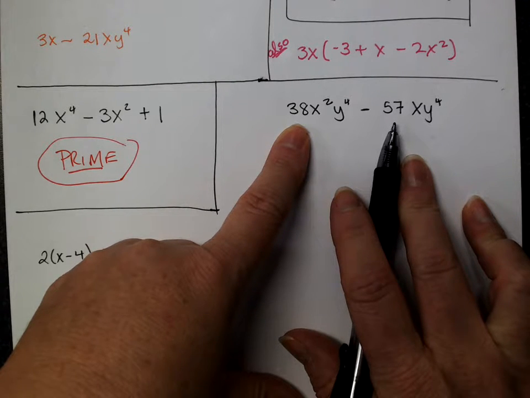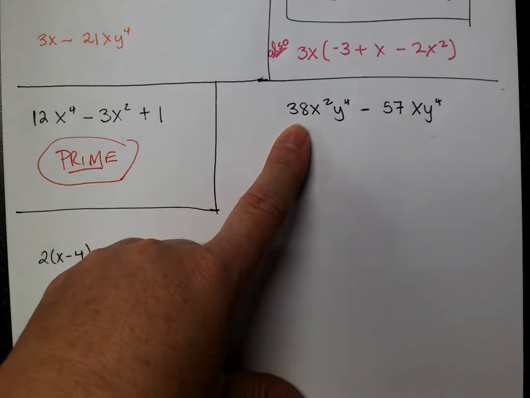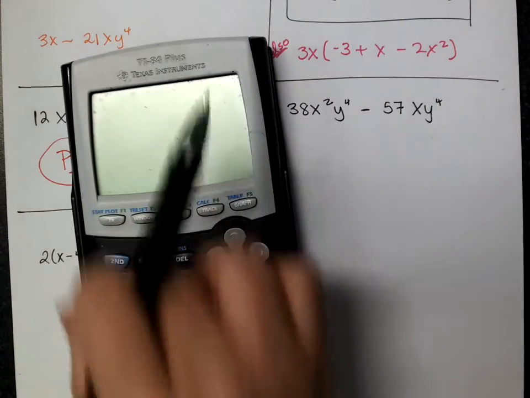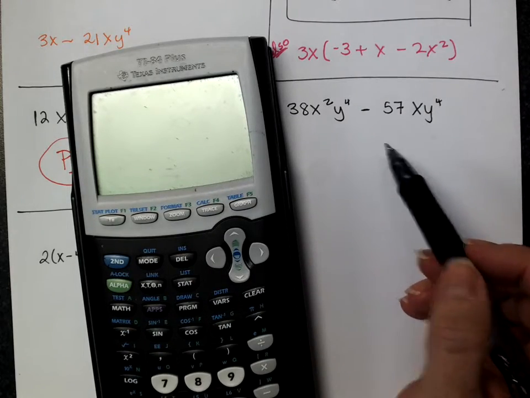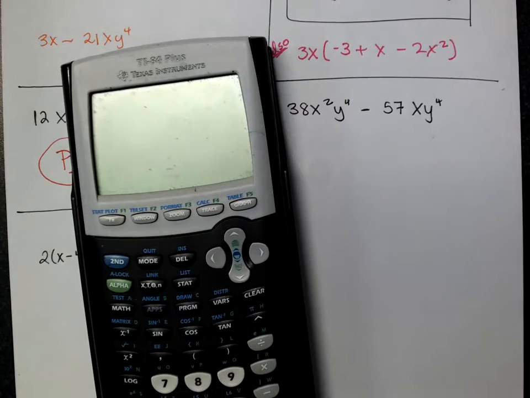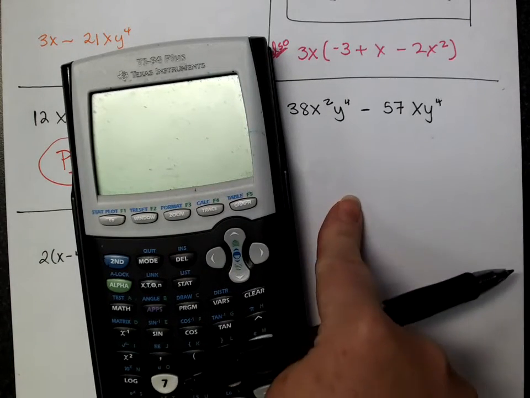Did anyone find one? Because people generally do one of two things. You either start dividing on the calculator, guess and check, guess and check, to see if something divides both of them, or you say, nah, there's not one, and move on. If you did that, you'd be wrong.